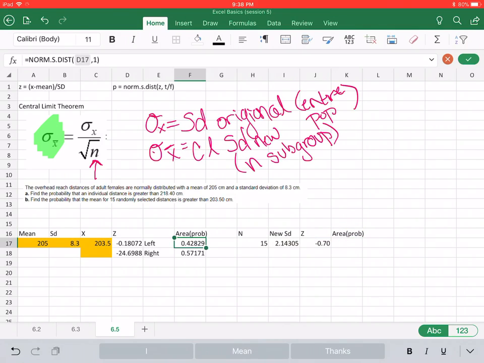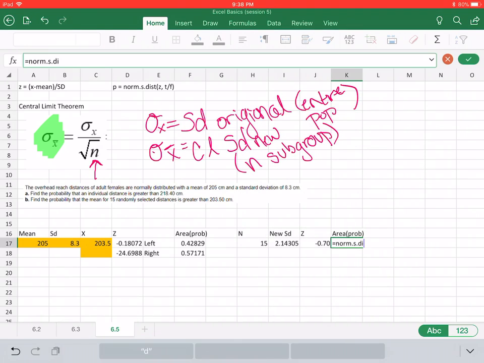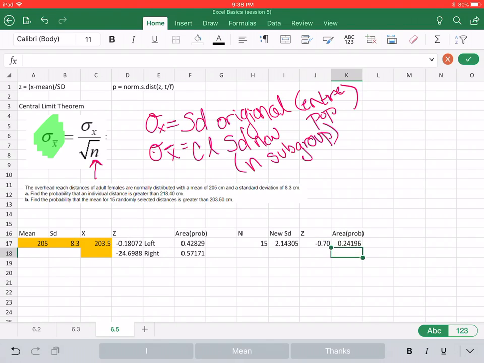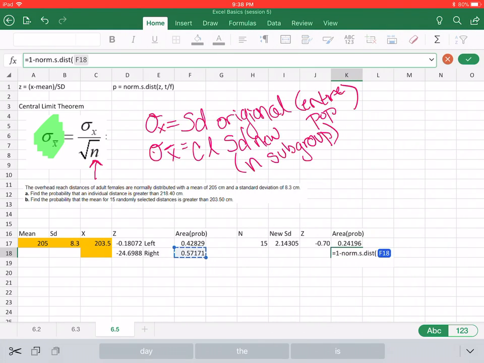and I'll do it the same way I did it over there. And you're going to find it the same way. So norm.s.dist, if you go to the left, and I'm not going to write left and right, but I'm going to put them in the same column that they were for the other side, so that's still lined up the same way. Equals norm.s.dist, and then it's going to be your z, comma 1 or true, and then your right is going to be 1 minus norm.s.dist, and it's going to be comma 1.